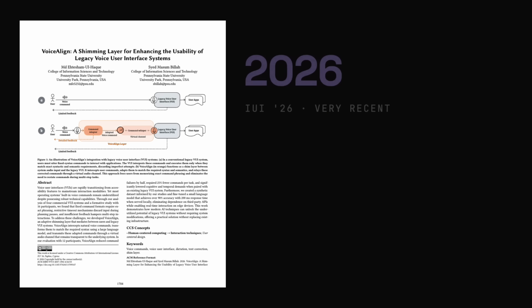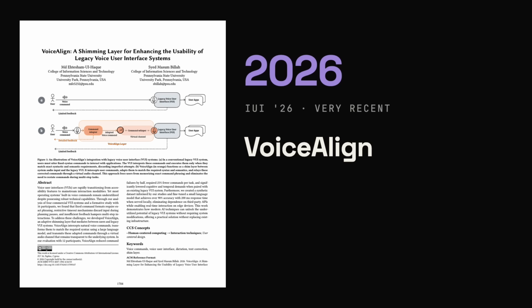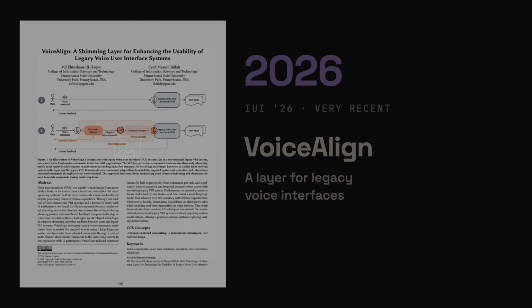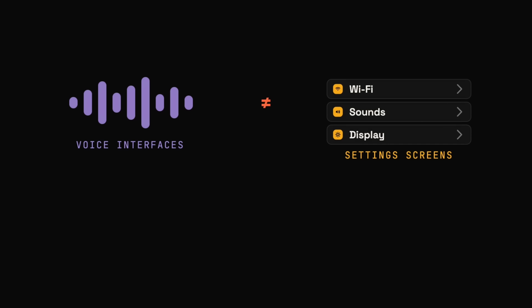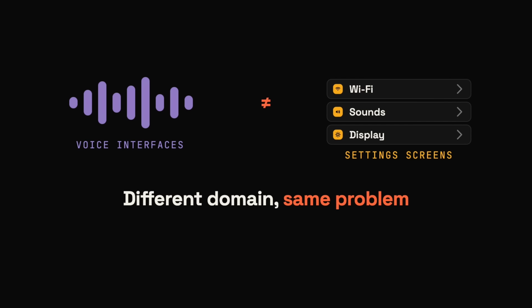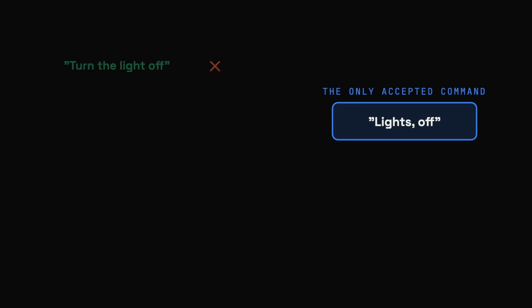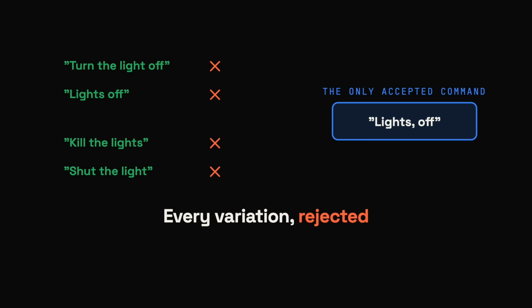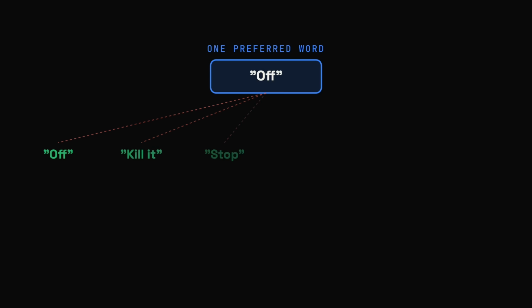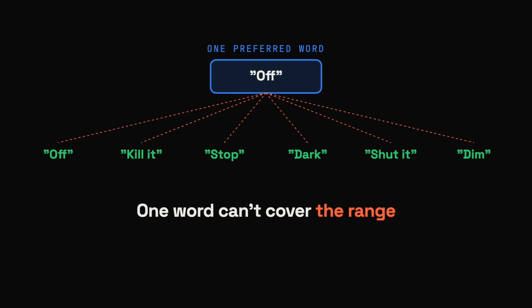There's a related study from 2026, which is very recent, that kind of confirms that. It was titled Voice Align, a shimmering layer for enhancing the usability of legacy voice user interface systems. Now, the study is about voice interfaces, not settings screens. But in this study, users kept producing minor variations of fixed commands that the system could not accept. The preferred word in the system cannot safely stand in for the range of words users produce.